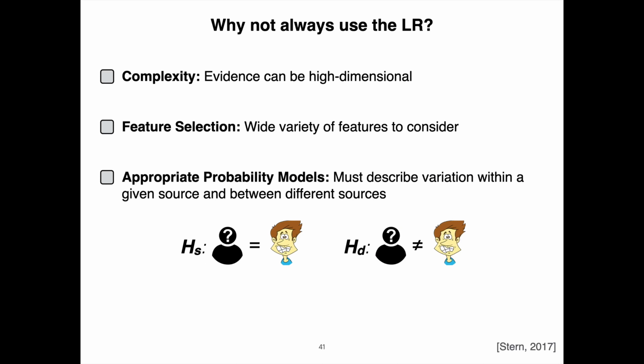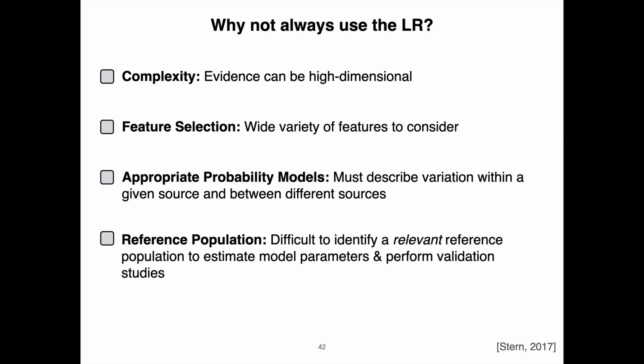Not only that, but developing appropriate probability models is difficult. You must describe variation both within a given source, under the same source hypothesis, and between different sources. This is the different source hypothesis here. And then finally, you have to have some sort of reference population to rely on to estimate the parameters in these statistical models. So, for example, the CODIS system for DNA is very useful in formulating likelihood ratios.